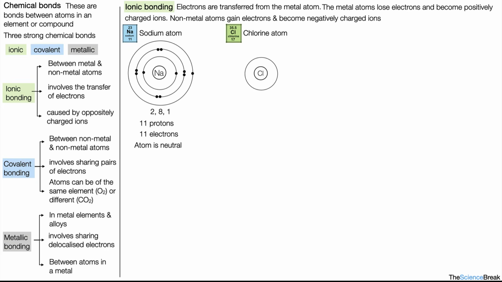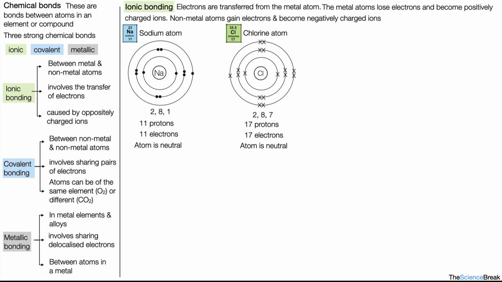And in our first shell of chlorine, we have 2 electrons. We have 8 in the second shell. And in the third and outermost shell, we have 7 electrons. That makes a total of 17. The electron configuration or electron structure is 2-8-7. 17 protons, 17 electrons, and again, because we have equal numbers of protons and electrons, the atom is neutral.